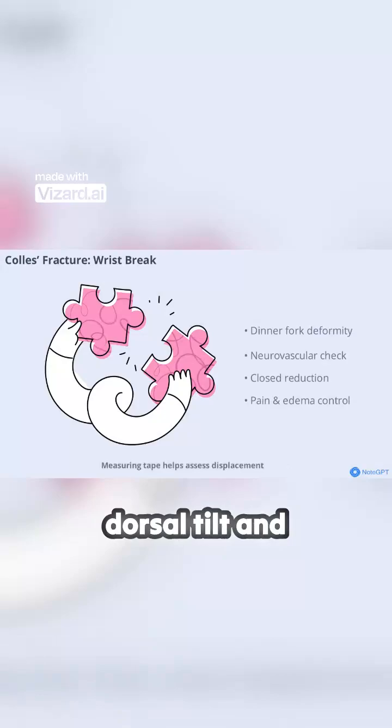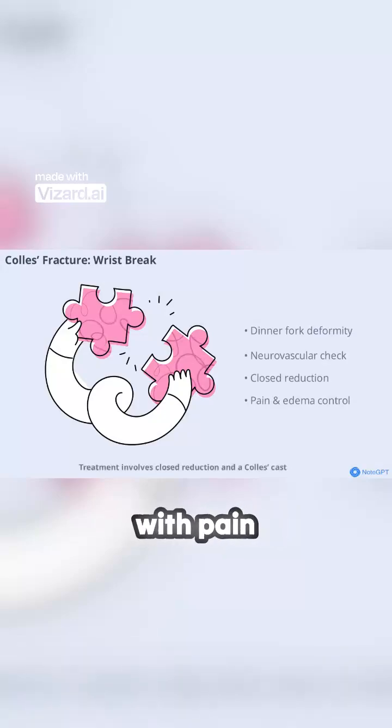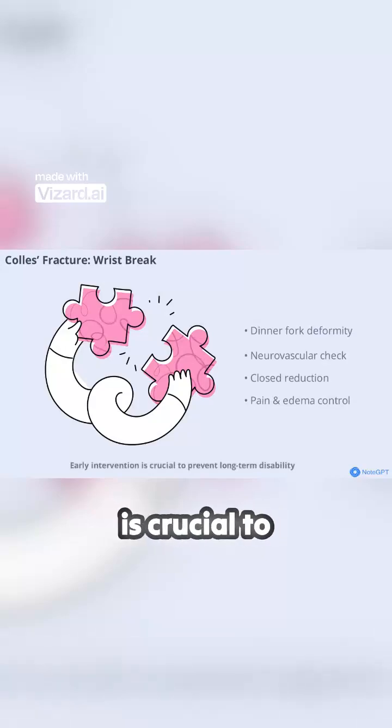Radiology reveals a dorsal tilt and radial shift. Treatment involves closed reduction and a Hall's cast, with pain managed by Zerodol P and swelling by Chimeral Forte. Early intervention is crucial to prevent long-term disability.